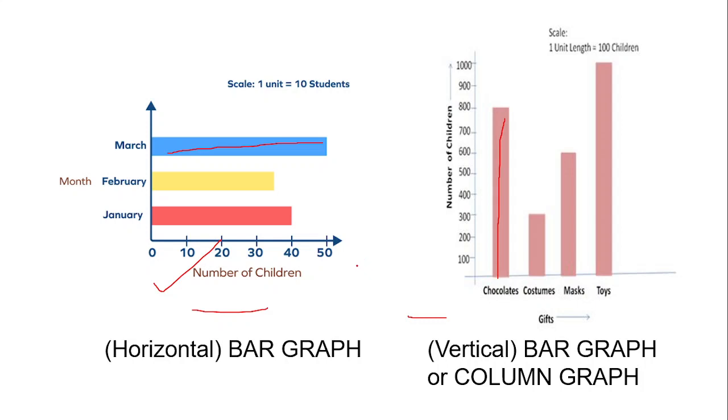In the CBSE class 9 syllabus we have the vertical bar graph. Horizontal bar graphs may be taught in lower classes like class 7 or 6, but in class 9 we have the vertical bar graph. And a vertical bar graph is also called a column graph. So here we are assuming that bar graph means vertical bar graph, because that's what you have in class 9 CBSE.